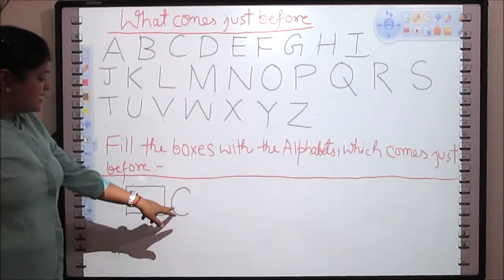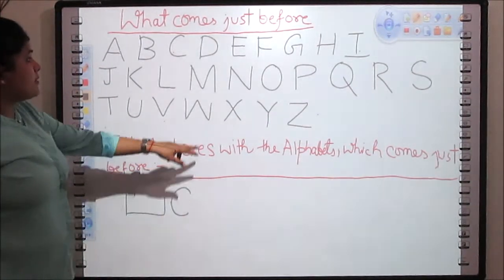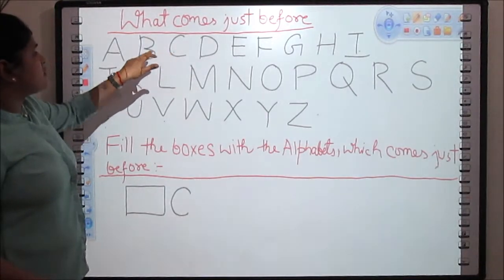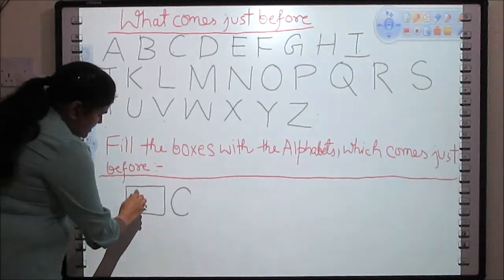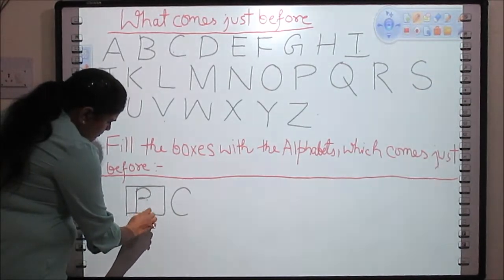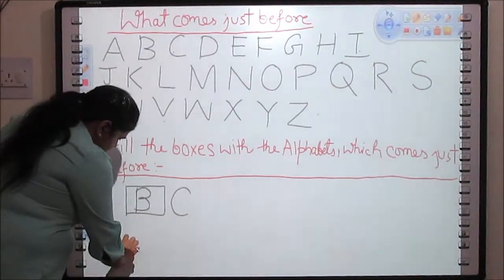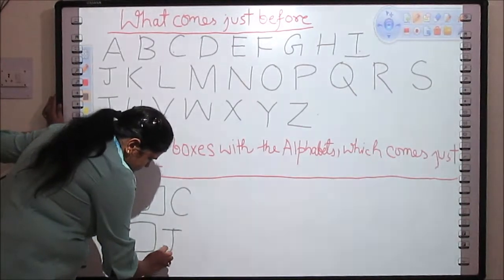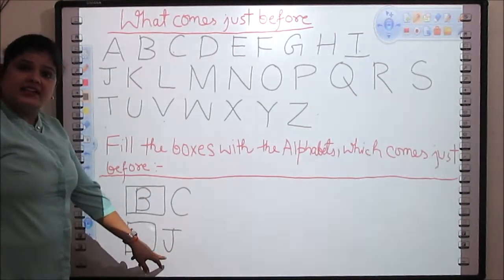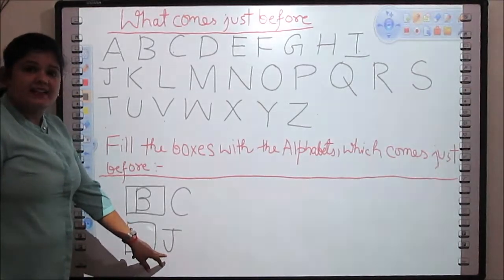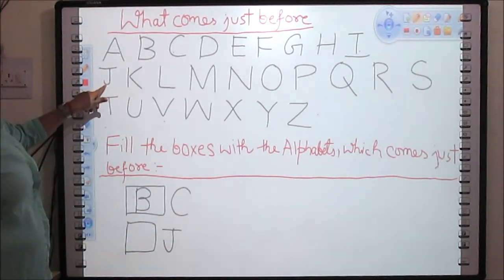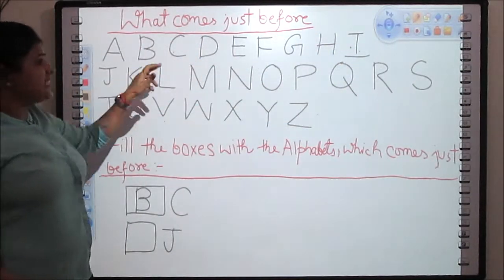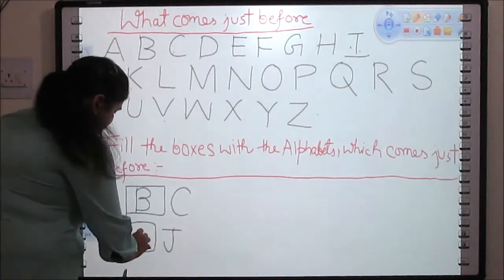Which letter? C. What comes just before C? B. So write here B. Which letter? J. What comes just before J? I.